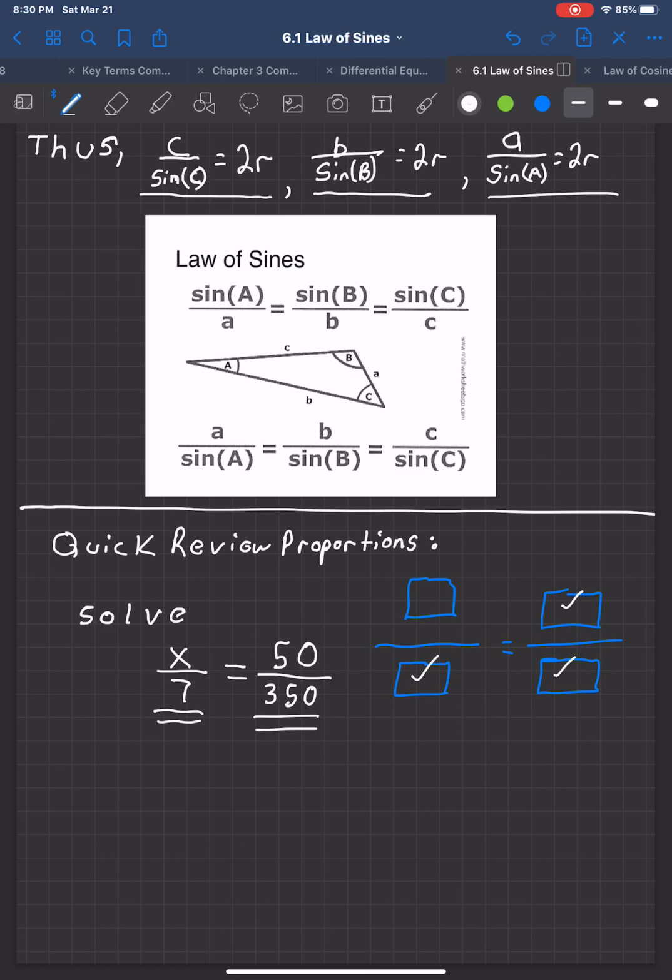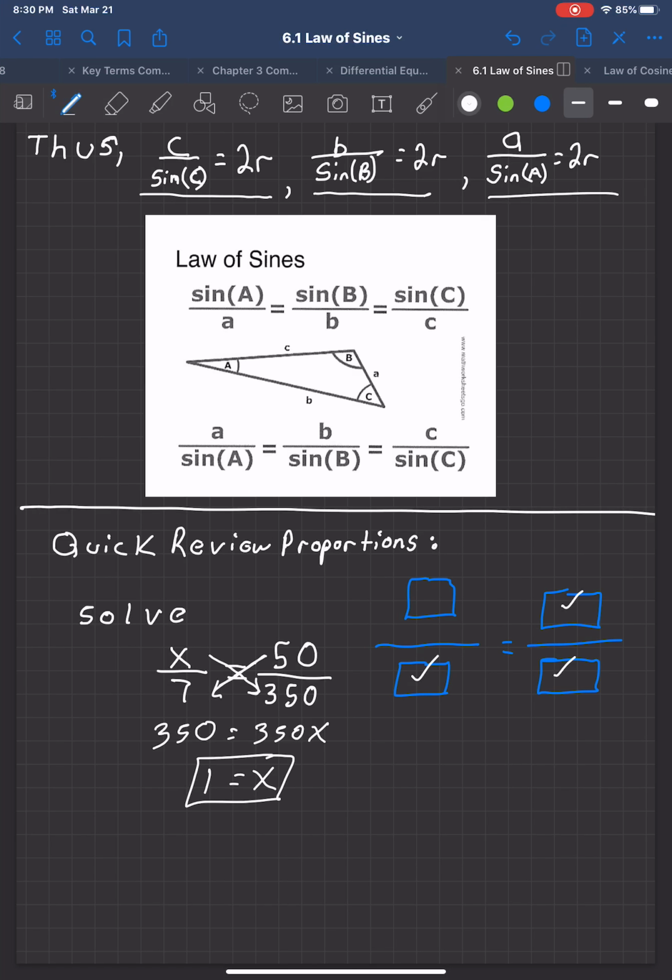So let's go ahead and do that really quickly. If you want to solve this equation for x, let me show you the quickest way of doing it. I like to just cross multiply. So we're going to do 50 times 7, and we're going to do x times 350. Ready? So 50 times 7, I believe, is 350. And x times 350 is 350x. And now I can solve for x.